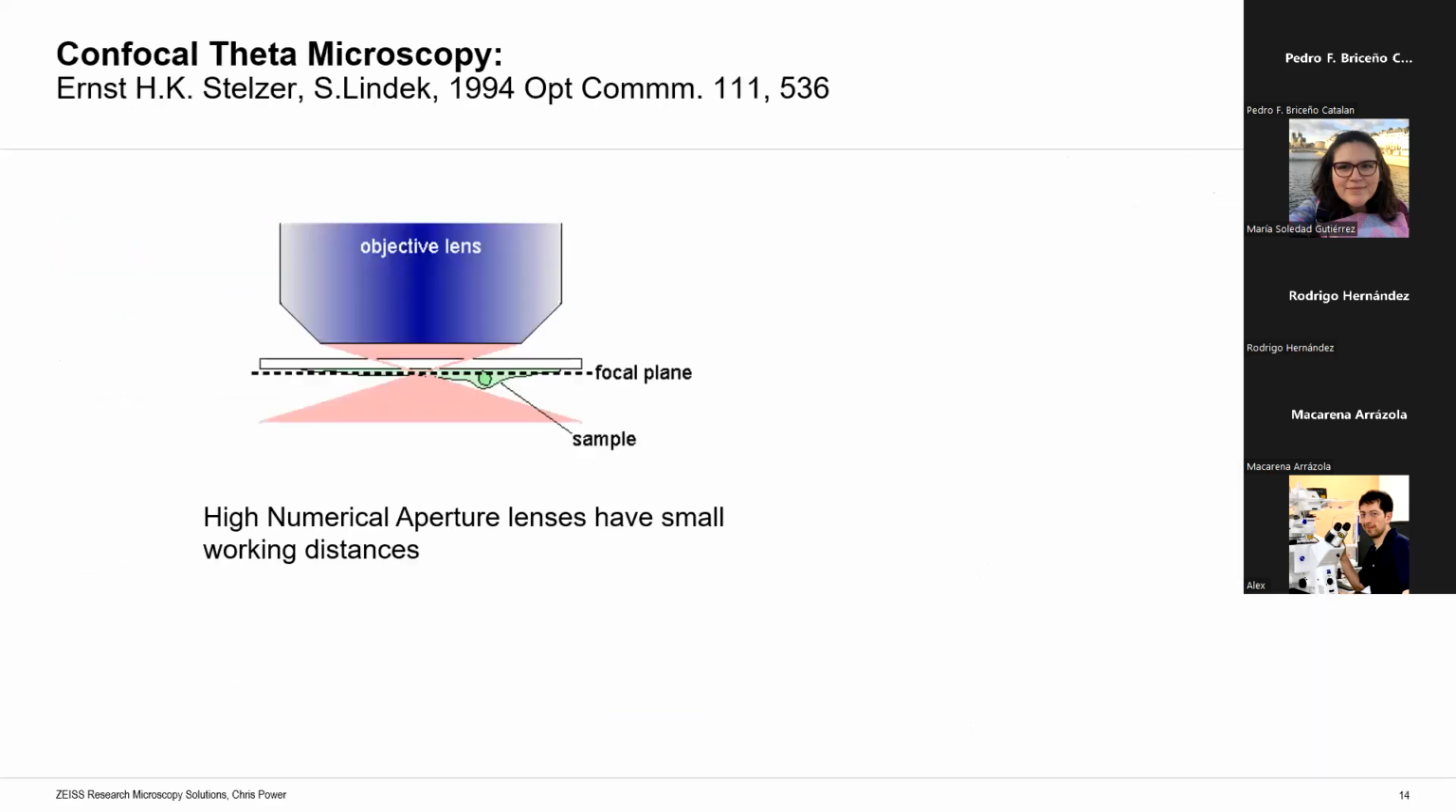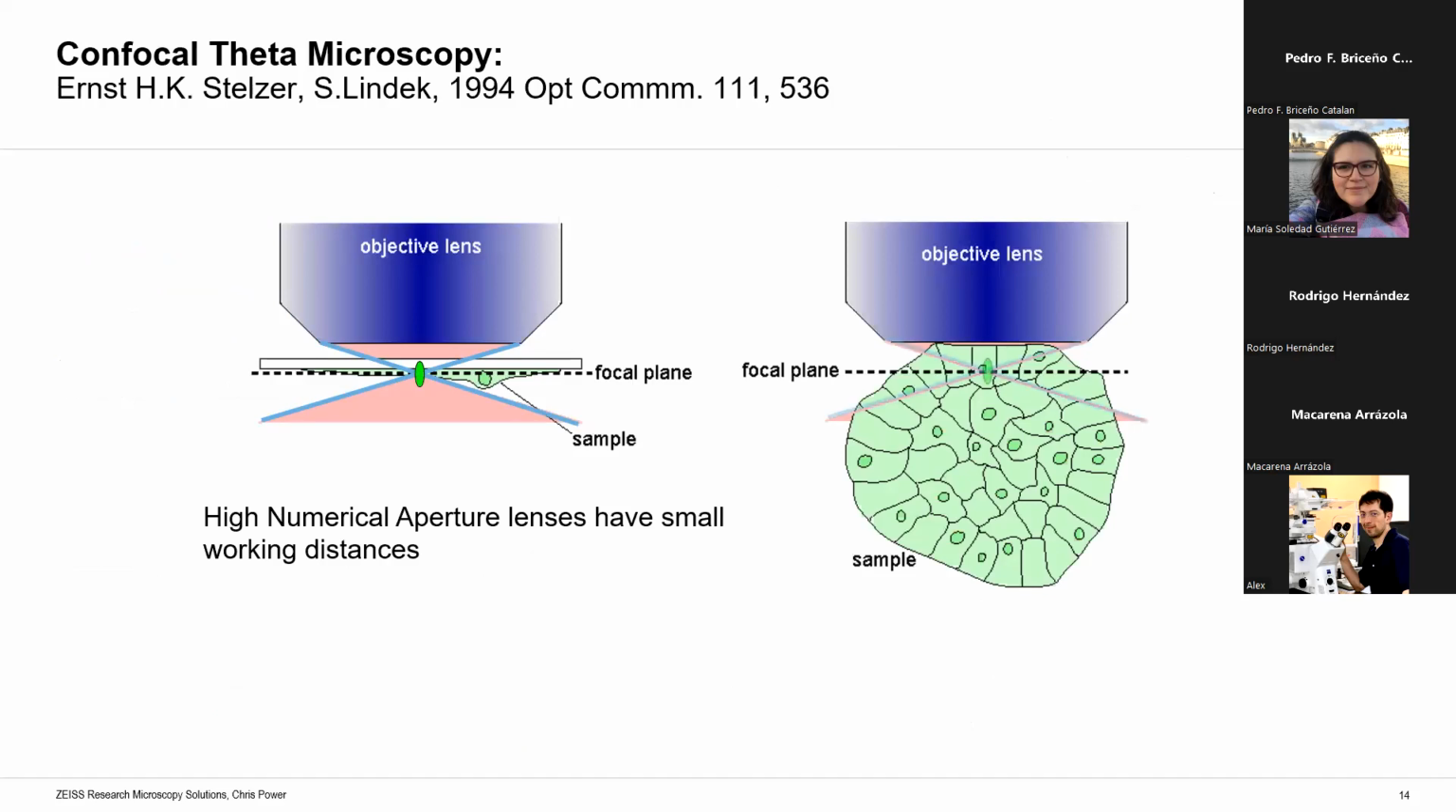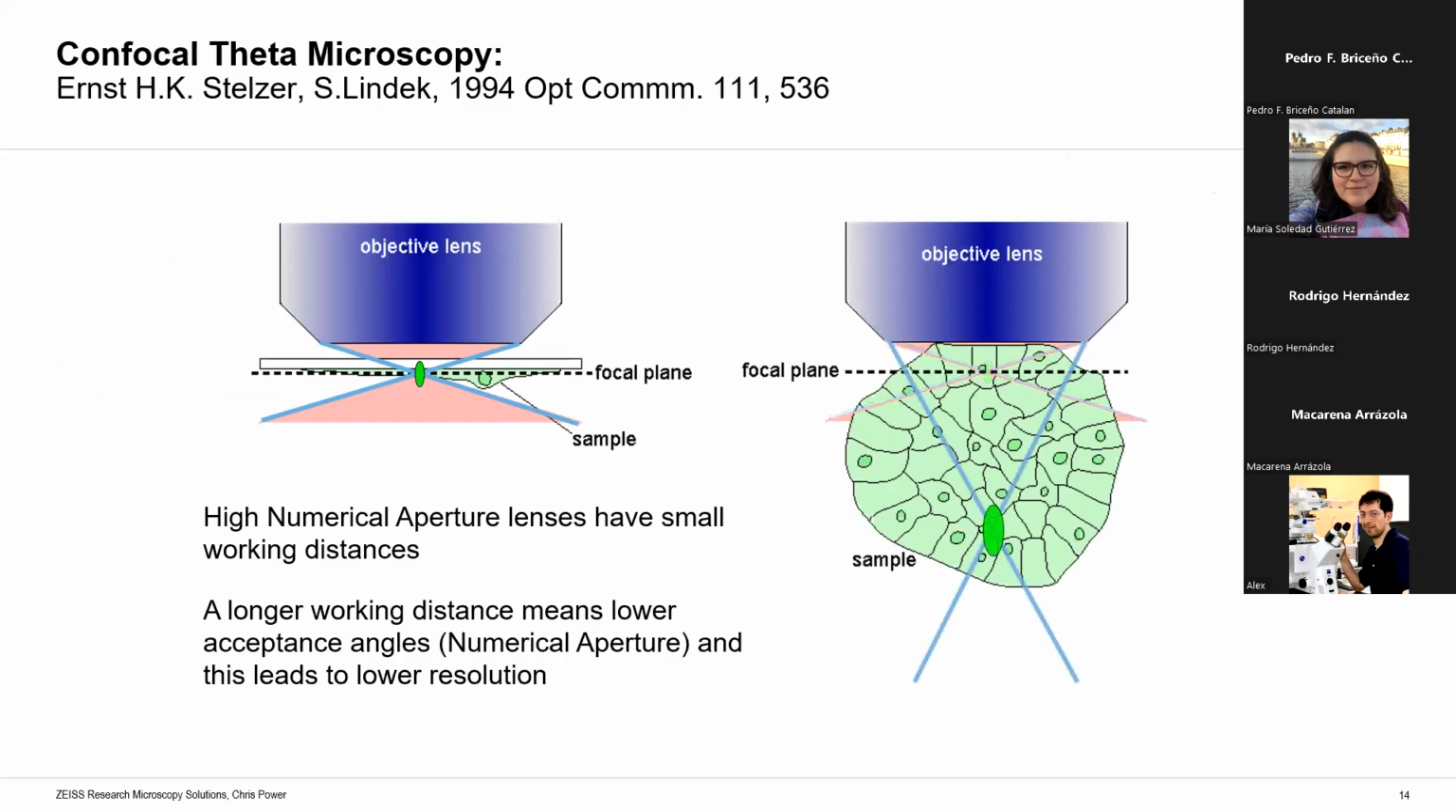Now, separate to OPFOS, over at the EMBL, Ernst Stelzer was working on a concept called theta microscopy, which gets to the heart of one of the key advantages of light sheet. So we all know from confocal, you have this NA and you're looking at your cells on a cover slip. But if you want to go deeper, very often you need to have a lens which has a larger working distance, and larger working distances inherently have lower NA. And because they have lower NA, in order to get the working distance they need, the resolution is degraded, particularly in the Z dimension.